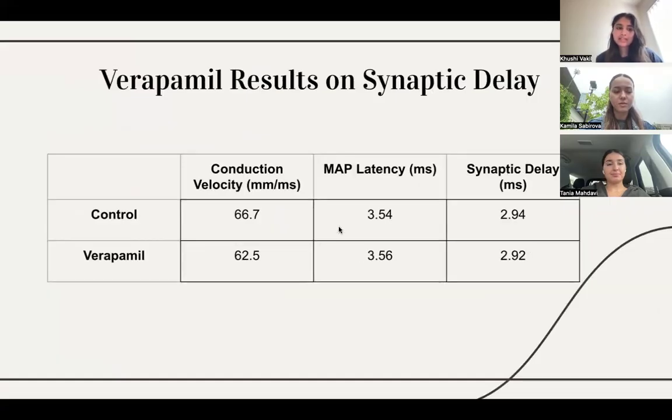Lastly, this table displays the conduction velocity, MAP latency, and synaptic delay for both the control and when the drug was added onto the gastrocnemius muscle of the frog. The conduction velocity, MAP latencies, and synaptic delay remain roughly the same between the control and drug applications. However, the conduction velocity of the control is slightly faster than the trial for verapamil. It can be concluded that verapamil does not have a direct effect on these three variables since there's no significant change.